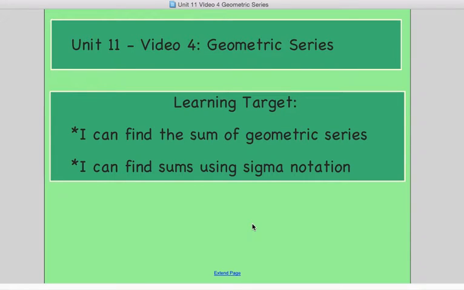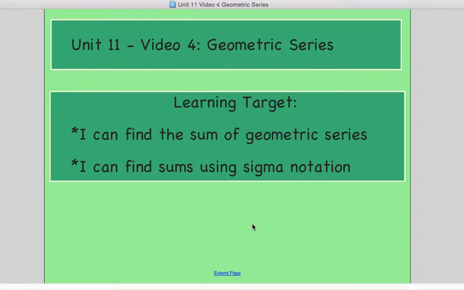Hello class, welcome to Unit 11 Video 4. Today is the last video of Unit 11. So we have done arithmetic and geometric sequences. The last video was on arithmetic series, and so that means today we are on to geometric series.